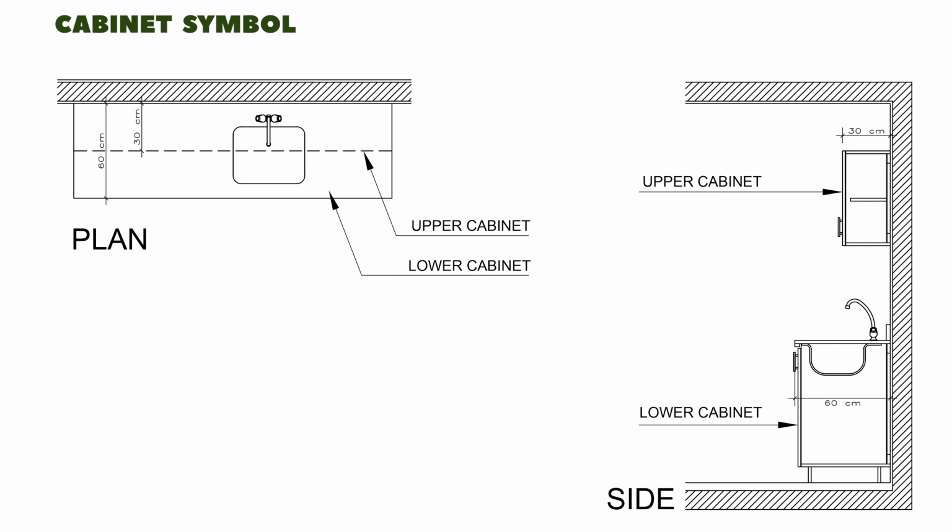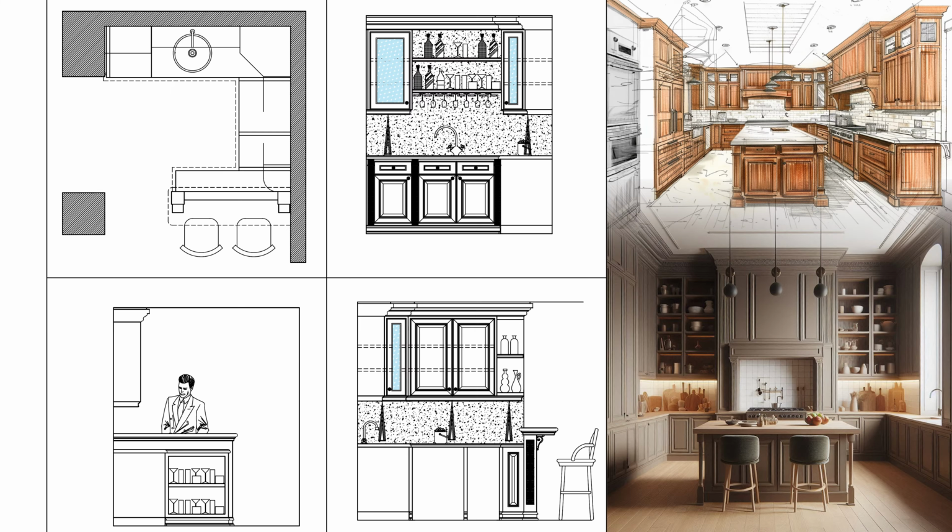Cabinet symbols. Lines and shapes depict upper and lower cabinets. Prioritize efficient storage, accessibility, quality materials, a layout that complements workflow, and finishes that enhance the overall look.